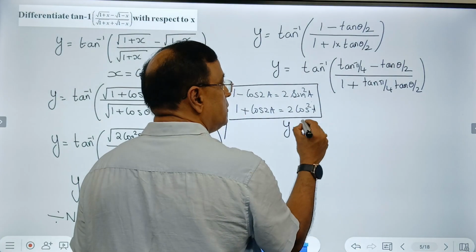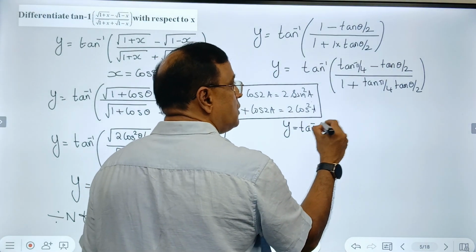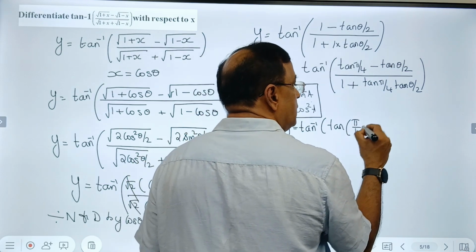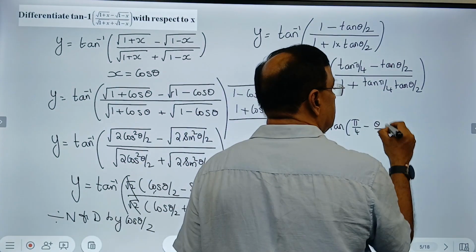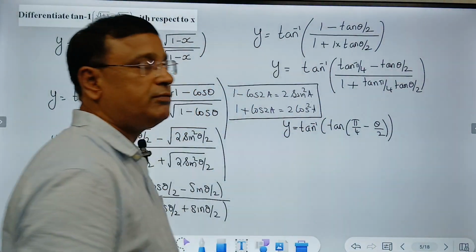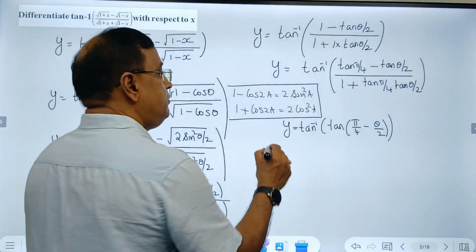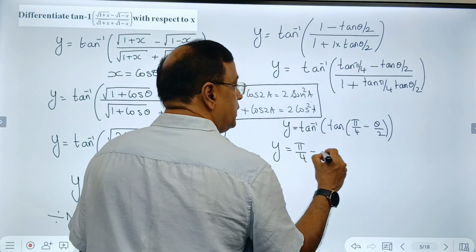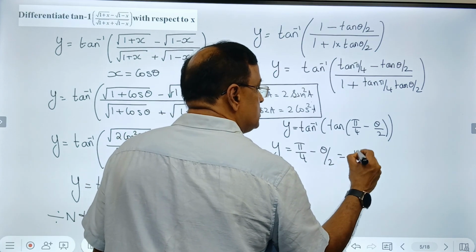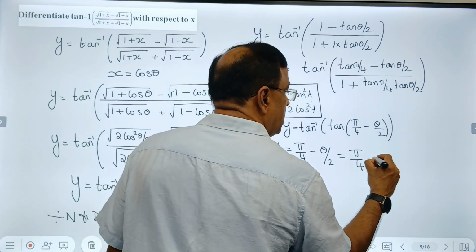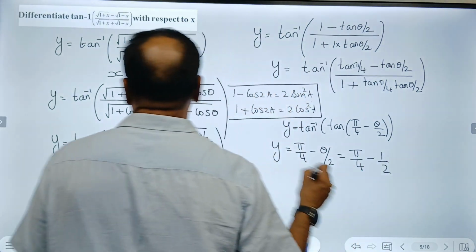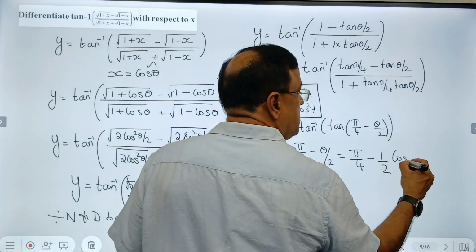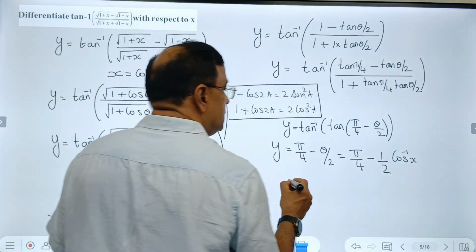This is tan inverse of tan of (pi by 4 minus theta by 2). So what is tan inverse of tan (pi by 4 minus theta by 2)? It is pi by 4 minus theta by 2, which is pi by 4 minus 1 by 2 into, what is theta? Theta is cos inverse of x.